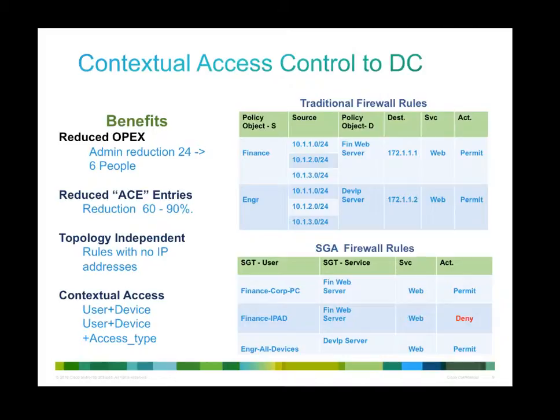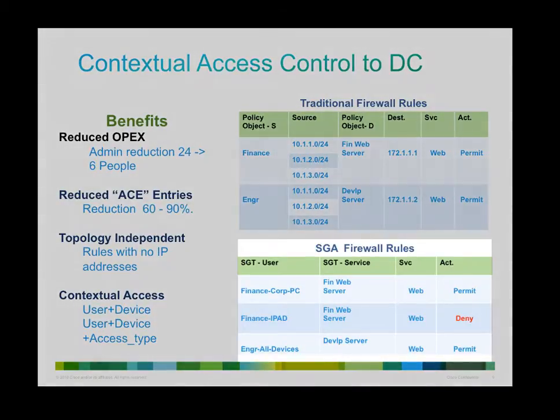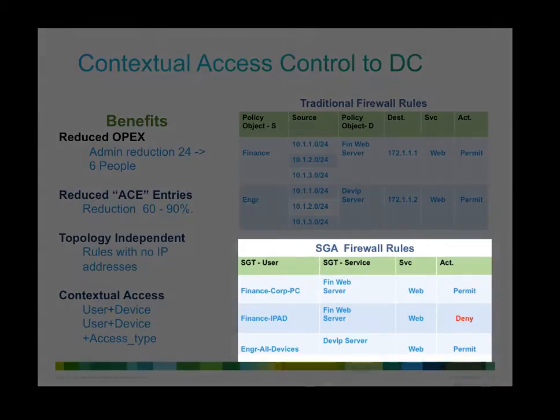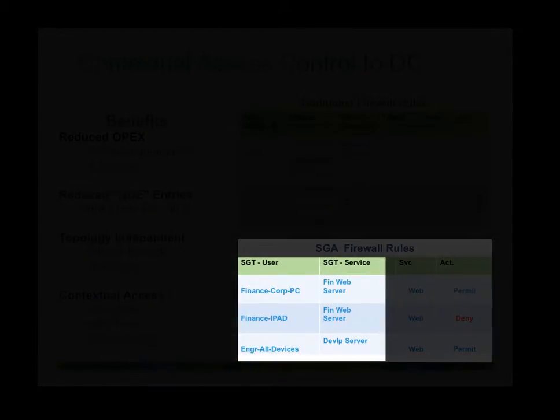Now, another problem I see with some customers is that no firewall rules are ever deleted and the table becomes completely unmanageable. And this can impact the performance of the firewall as ternary CAM resources become exhausted. Now, consider the SGA firewall on the bottom. The first thing you will note is that there are no IP addresses nor VLANs.